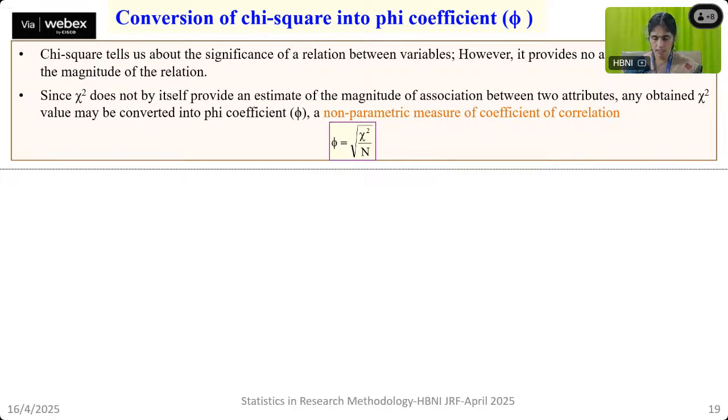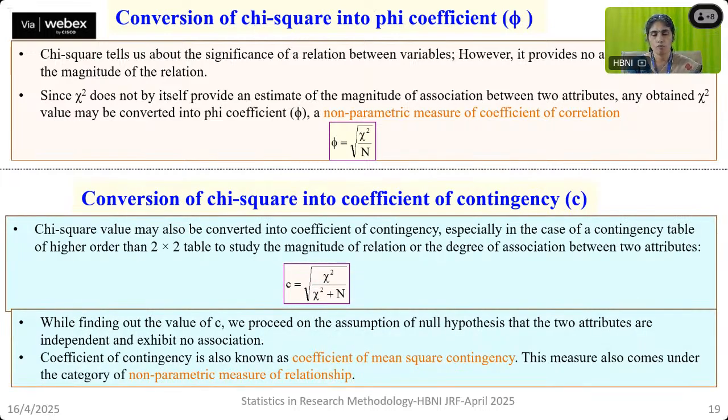And even this phi function is applicable to only 2 by 2 contingency table. So you have more than 2 by 2 data points, set of data points. Another parameter, another statistics called the coefficient of contingency needs to be applied. The equation is given here.